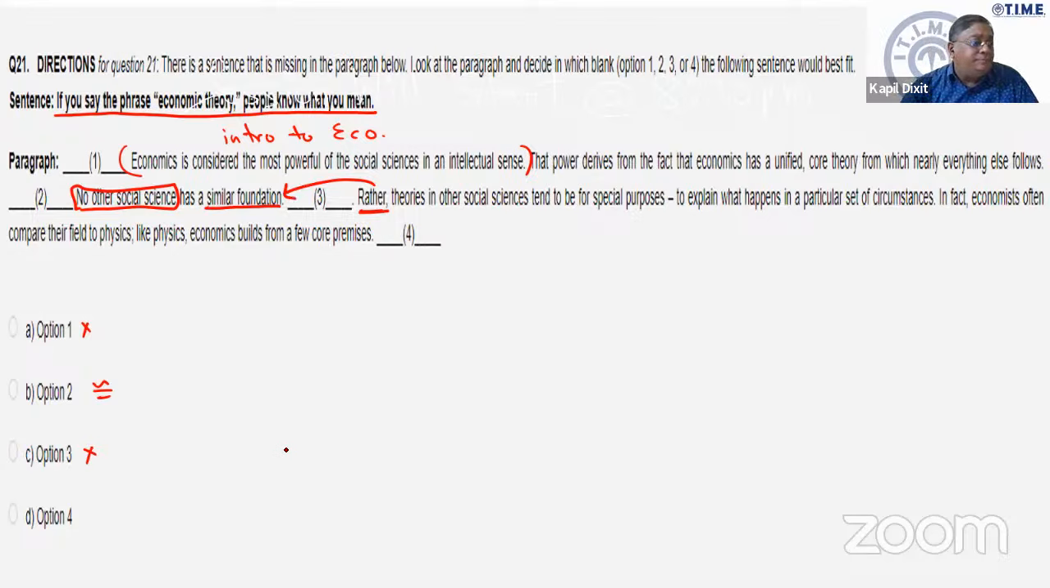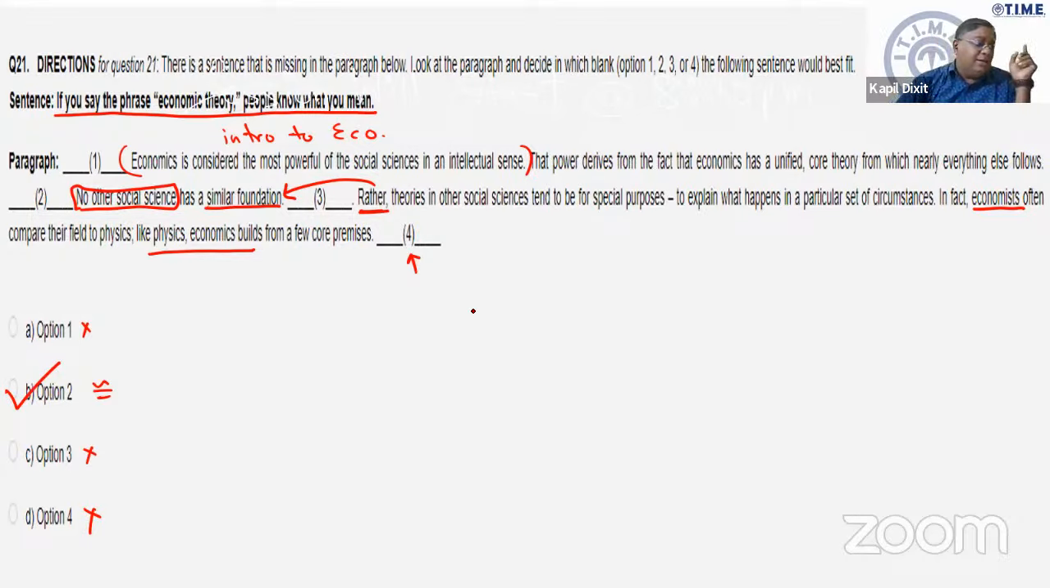Okay. Now, then you have, look at fourth. Why is fourth wrong? Because here, if you keep it, it becomes a concluding sentence. Okay. In blank 4, if I put this, it is preceded by a sentence that talks about economists and physicians. Economists and physicians. So now, again, I am going wrong. In fact, economists often compare their fields to physics. Physics, economics build from a core premises. So this is also wrong. Hence, the best answer choice is 2. Easy question, one could have easily attempted.